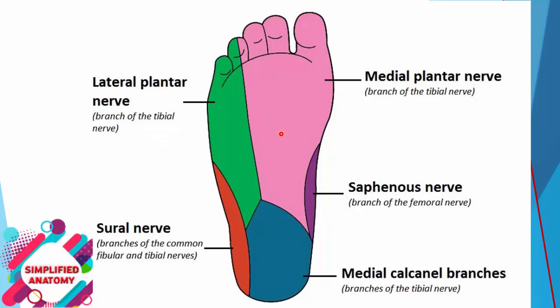This is the sole of the foot, supplied in the medial 2/3 of the sole and medial 3.5 toes by the medial plantar nerve, and the lateral 1/3 and lateral 1.5 toes, including the nail beds, by the lateral plantar nerve. The medial side is supplied by the saphenous nerve and the lateral side by the sural nerve. The heel is supplied by the calcanean branch of the tibial nerve.